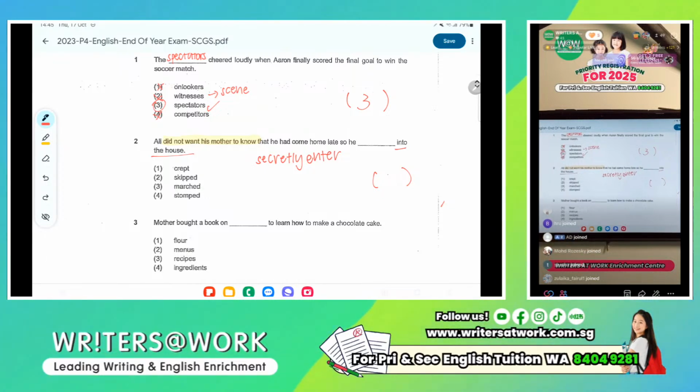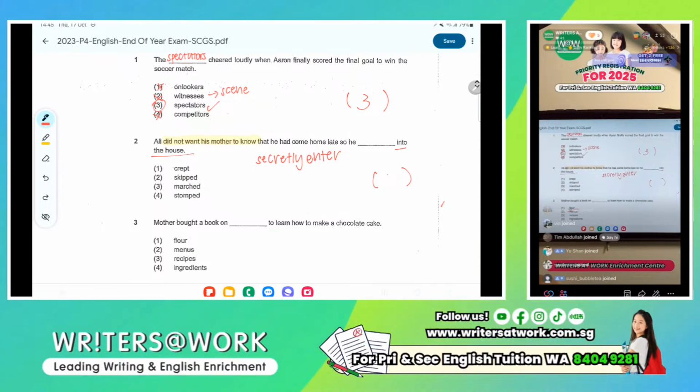Let's wait for someone. If you have any answers below, you would like to answer question number 2. Any answers for question number 2?